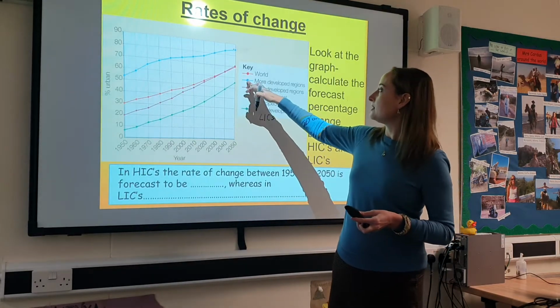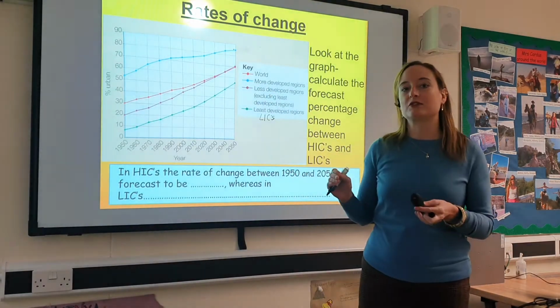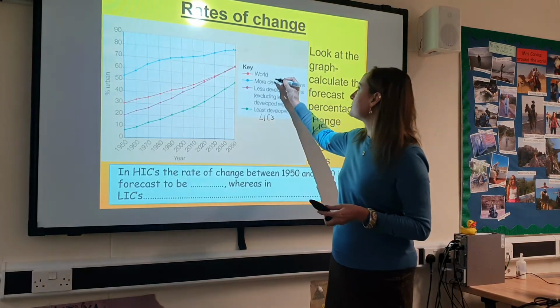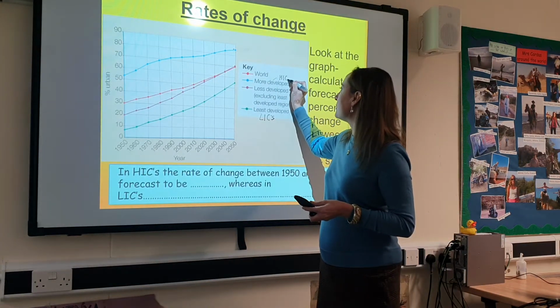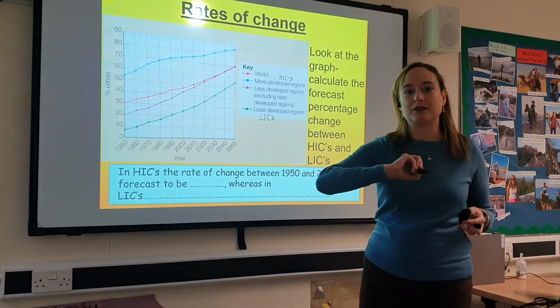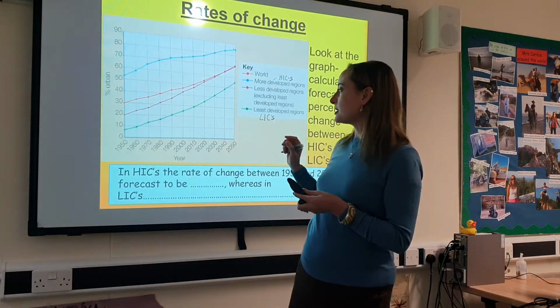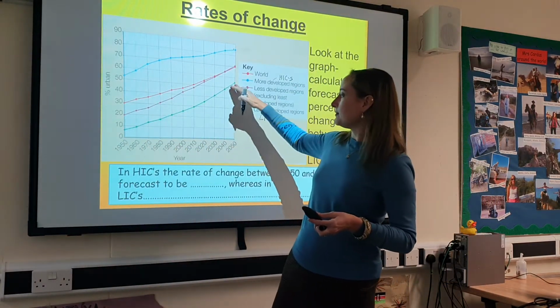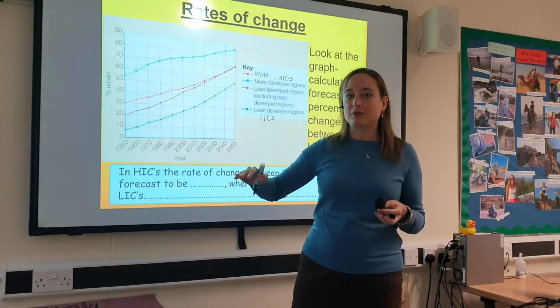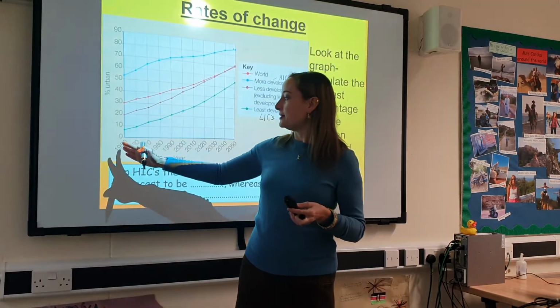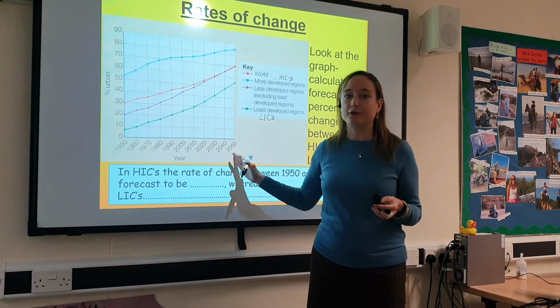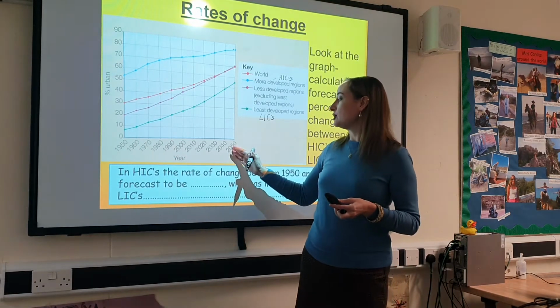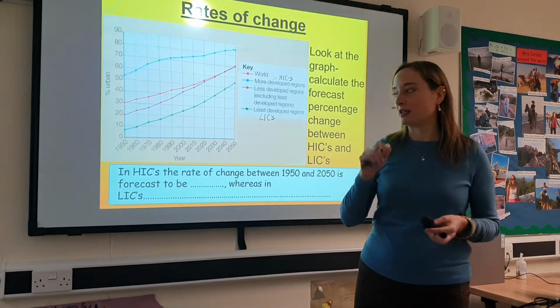Then this blue line here is showing you the richer countries, which are the HICs, so I'm just going to write HICs on there for you because those are the words that we would usually use. So you've got low income countries here. So this graph is showing us the percentage of people living in urban areas from 1950 to, and this is a forecast, to 2050, so over that 100-year period.